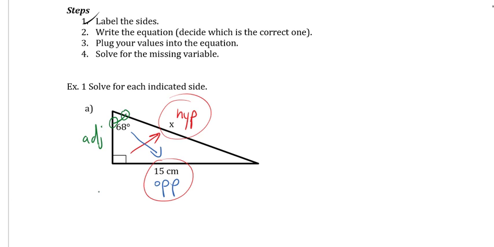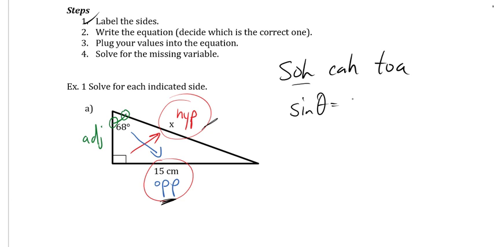So which of the 3, who remembers that word? Rachel, what is it? Sohcahtoa. Which of those 3 things am I going to use for this one? And what do you think? So, which is sine. Why? Because I have opposite and I'm looking for hypotenuse. And that one's got opposite and hypotenuse. Sine theta is opposite over hypotenuse.